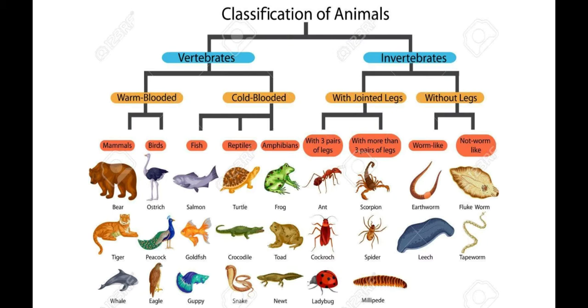Worm-like animals, worm-like invertebrates: earthworm and leech. Then not worm-like: fluke worm and tapeworm. So these are called invertebrate animals.